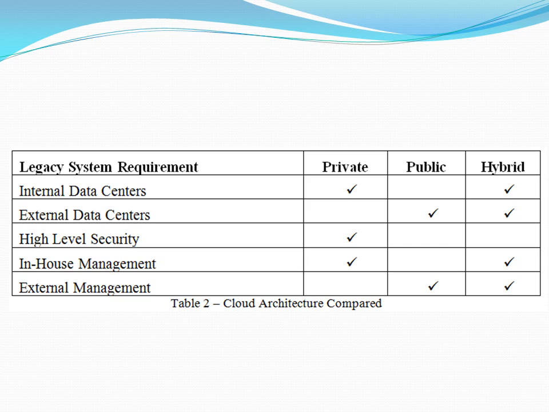For example, the internal data centers can be used from both the private and hybrid architectures. Then you have things like high level of security, which is typically only obtained through use of a private cloud. Not to say that the other clouds aren't secure, but the highest level of security will obviously be something done privately, since there won't be any concern with the information going public or being on an external source. And of course, external management will be handled by more of the public side of the cloud, also the hybrid side of the cloud.